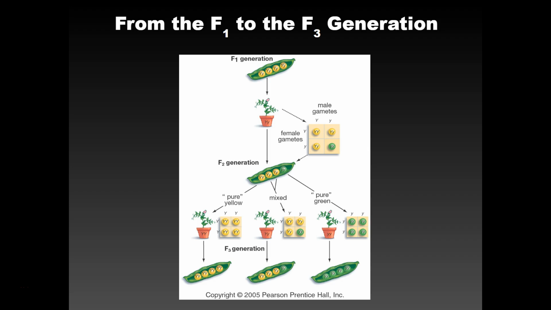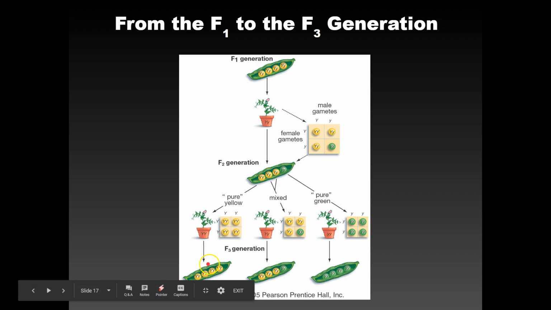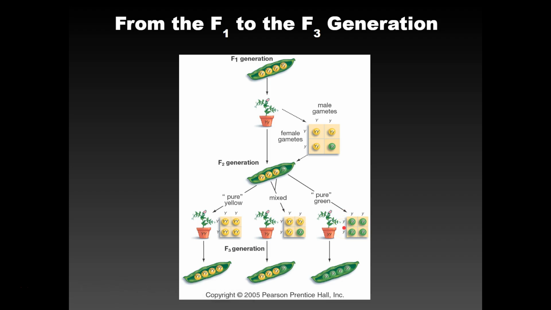So the F1 to the F3 generation, here's our F1. We've taken and we have crossed them, and you can see you wind up with 3-to-1 yellow peas to green peas. You take these and you cross them again, and you get this F3 generation. And you can use your Punnett Square to figure out exactly what it is that these are going to look like, and you can hopefully kind of figure out why.